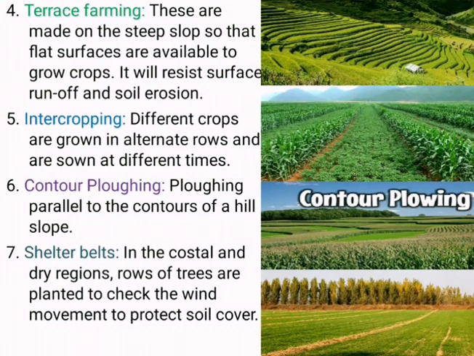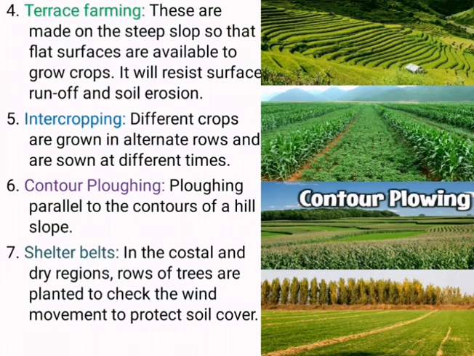So it will help the maximum utilization of natural resources. And sixth one, contour plowing. The plowing is done parallel to the contour of the hill slope. In the hilly area, they plow along a contour line, and it will avoid the soil erosion.